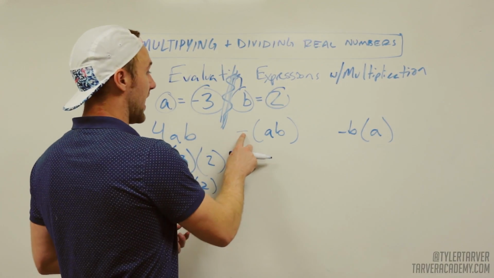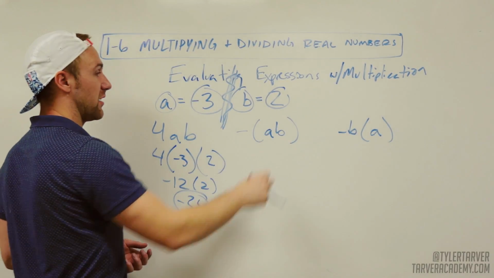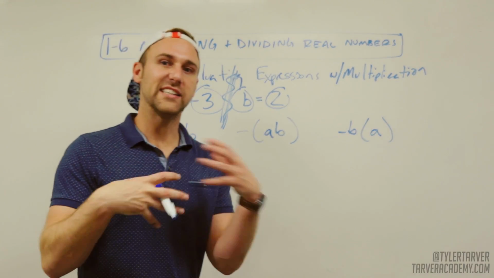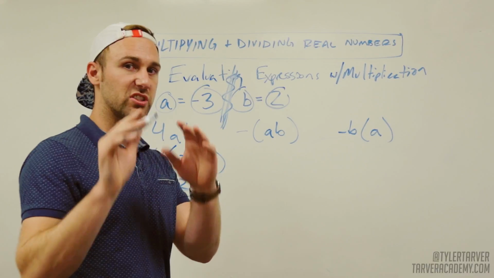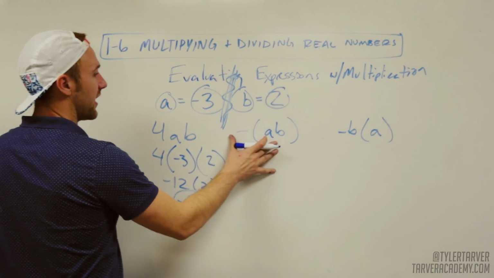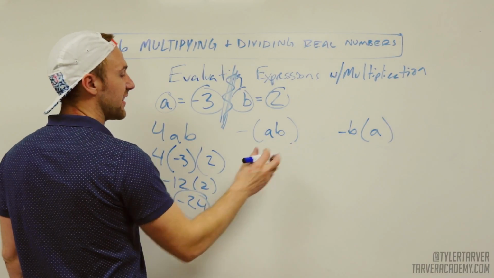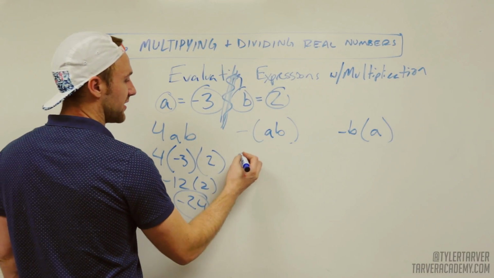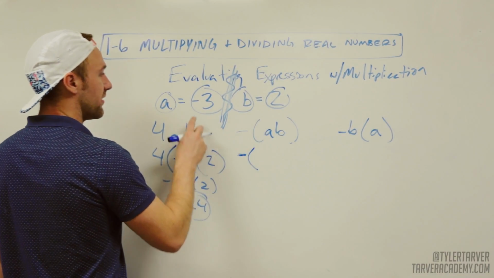All right, next we've got negative, parentheses, A times B, close parentheses. This is where it gets kind of crazy and people mess up. So just stay with me. I'll walk you through it so that you don't mess up. All right, so we've got negative AB. Keep everything the same until you do what I said with the parentheses. So we've got negative, parentheses.